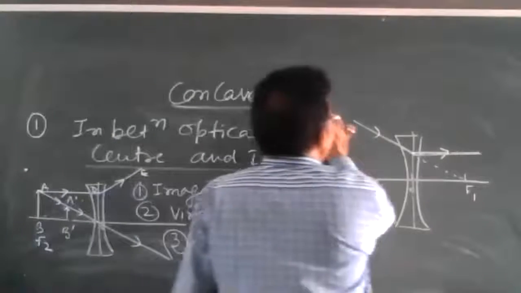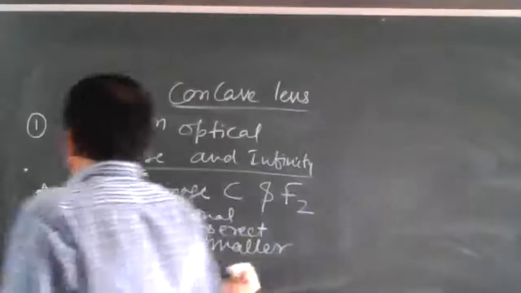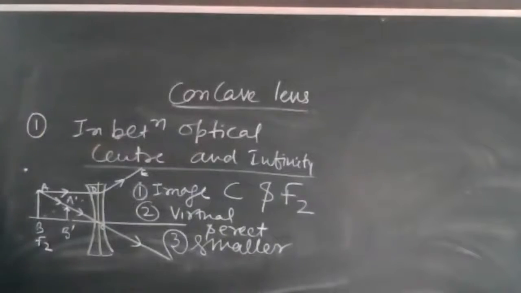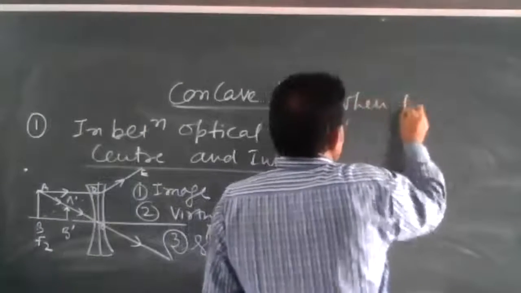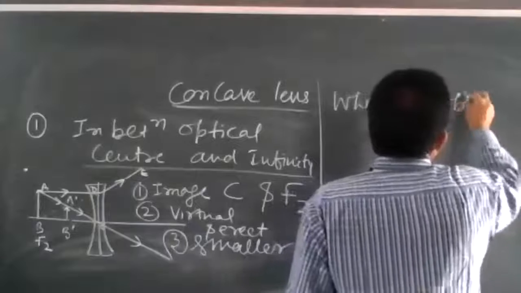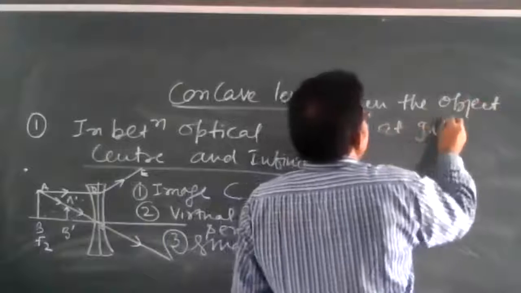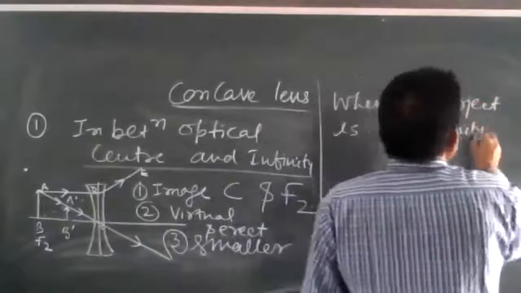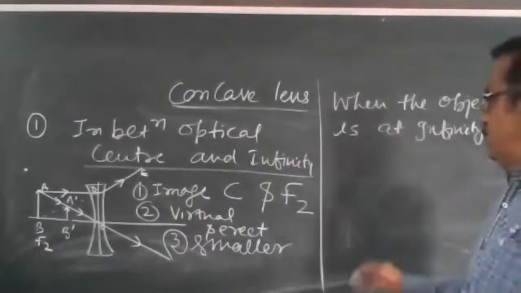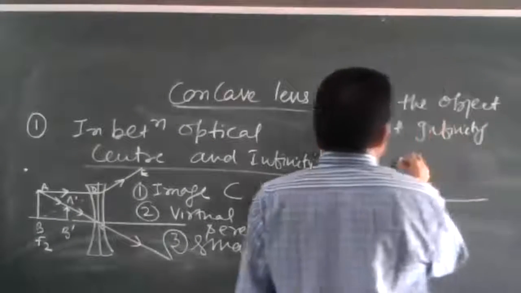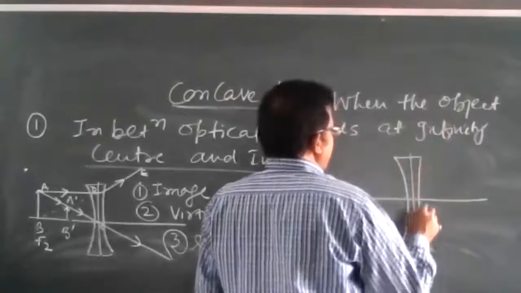Now, one more case for concave lens. That is when the object is at infinity. See here. Suppose this is our principal axis. Here is our concave lens. This is optical center.